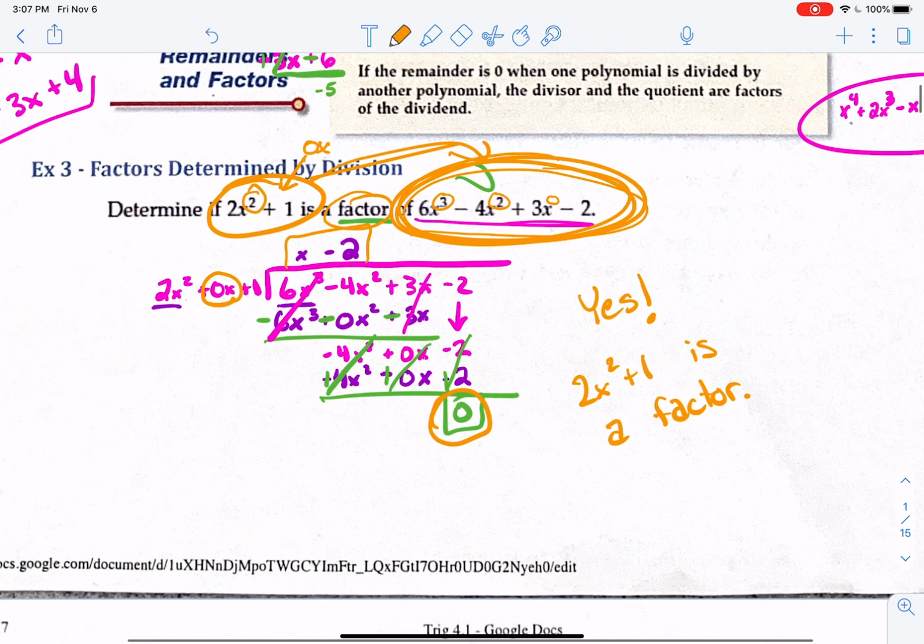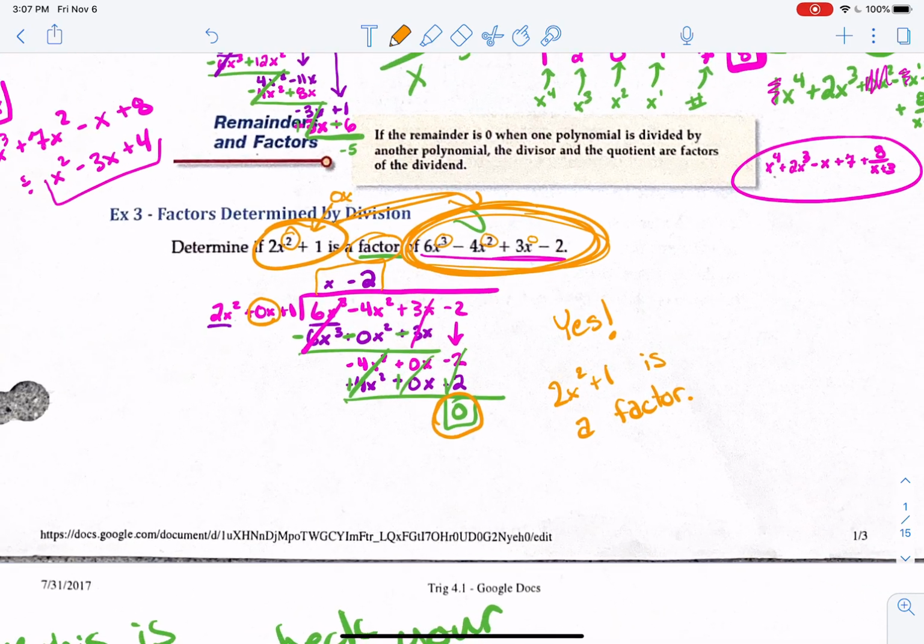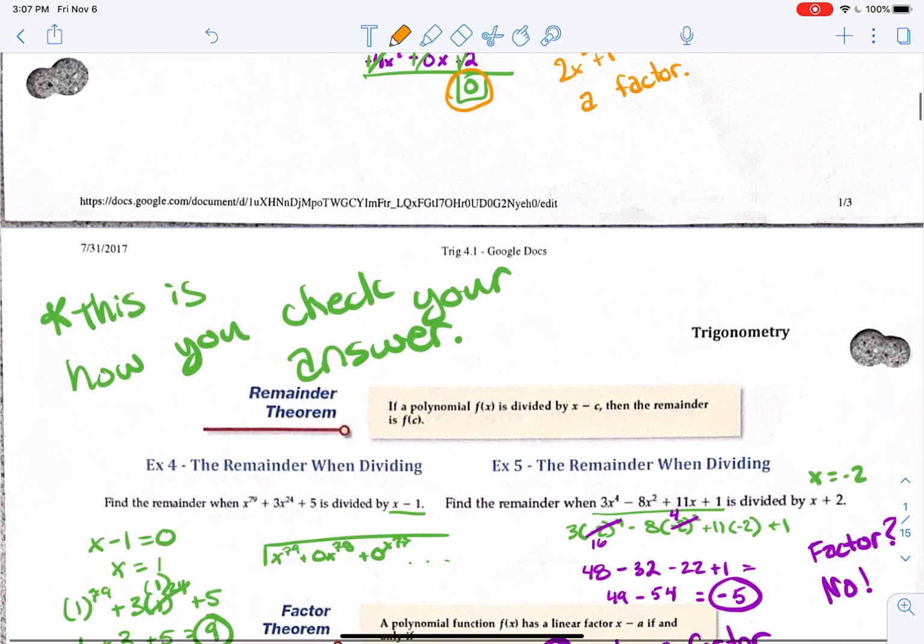All right, if you need to pause that to get the rest of that work in there, you sure can. And if you need me to explain the long division problem to you, I sure can do that. But there's that example, okay?